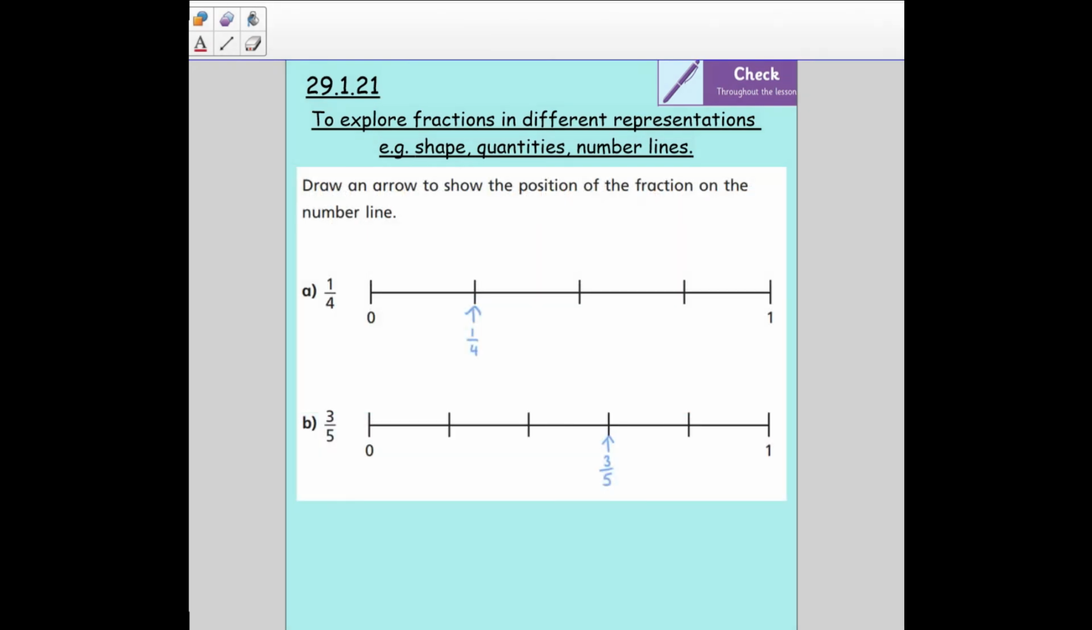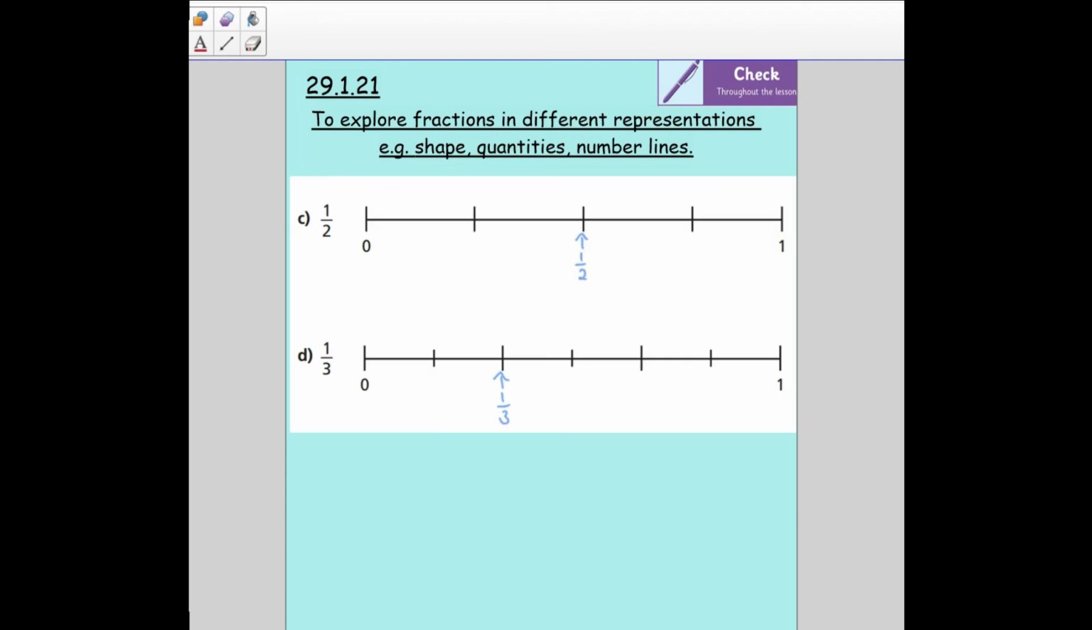Let's look at the number lines. Draw an arrow to show the position of the fraction on the number line. You can see 1/4 there and 3/5 there. For the second part, you can see 1/2 is there. Even though there are 4 sections in there, that's halfway along the line. That's why I said you needed to be careful with this one. And then you can see where the 1/3 is on the bottom one there. Good job.